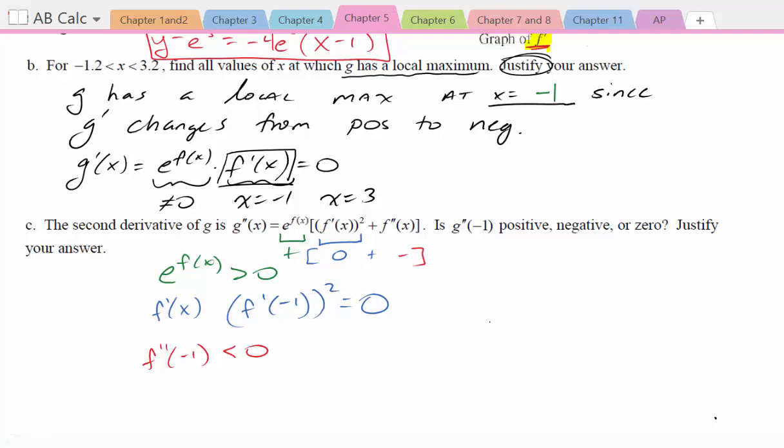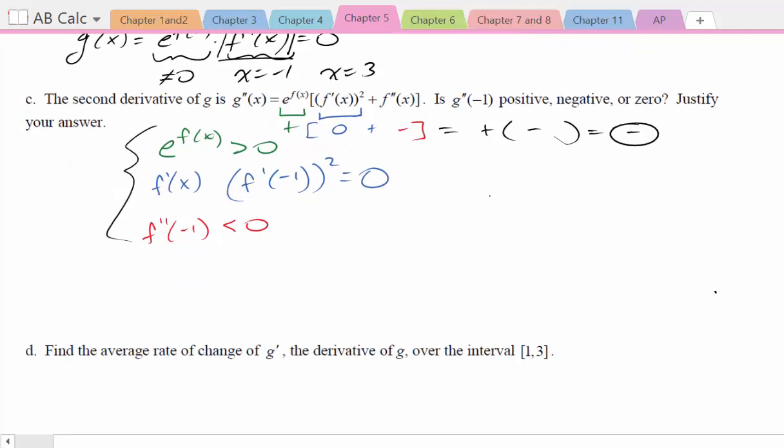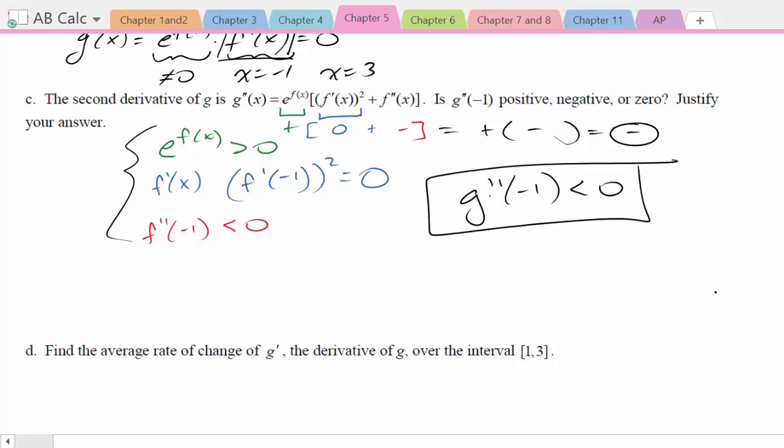So if I look at this all together, I have a positive times 0 plus a negative is a negative. Positive times negative is negative. So that's all I need to look for. This would be your justification right here, showing how you found each individual component. So g double prime of -1 is less than 0. Answer the question, and then your justification, like I said, is identifying what's the value of each element, positive, negative, or 0.